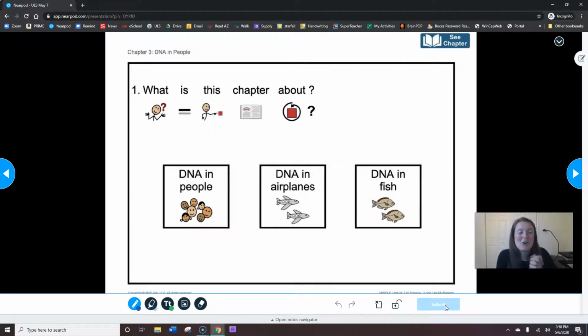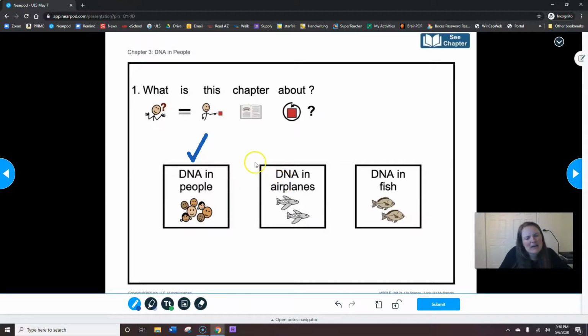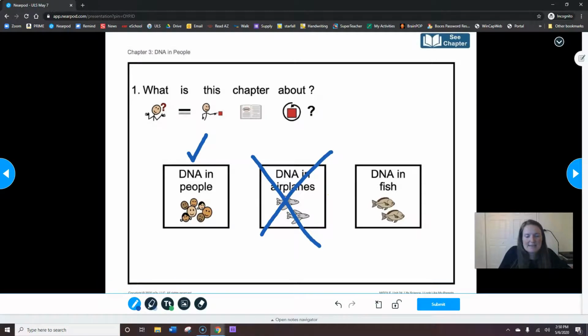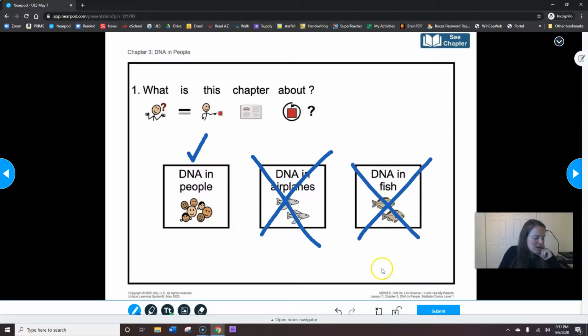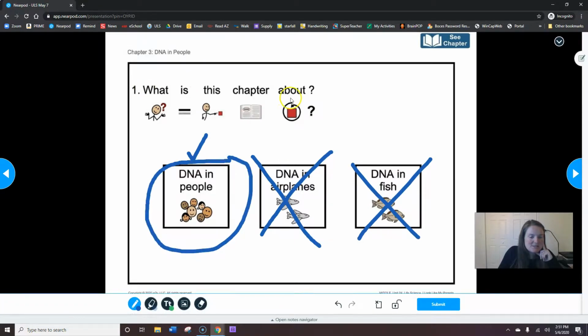Okay, all we have to do is answer our comprehension questions and you're all done. What is this chapter about? Did we read about DNA in people? Yes. Did we read about DNA in airplanes? No, airplanes are not living things. They don't have DNA. Did we read about fish today? No, so we couldn't read about DNA in fish. So we read about DNA in people. What is this chapter about? DNA in people. When you're done circling the first choice, hit submit.